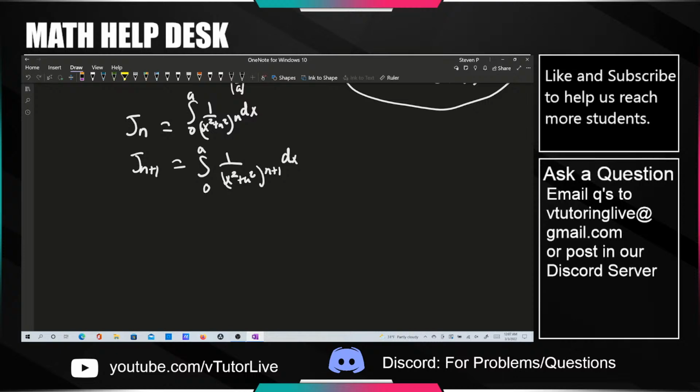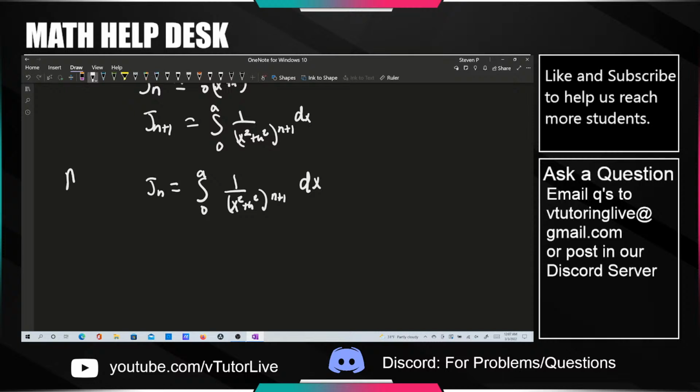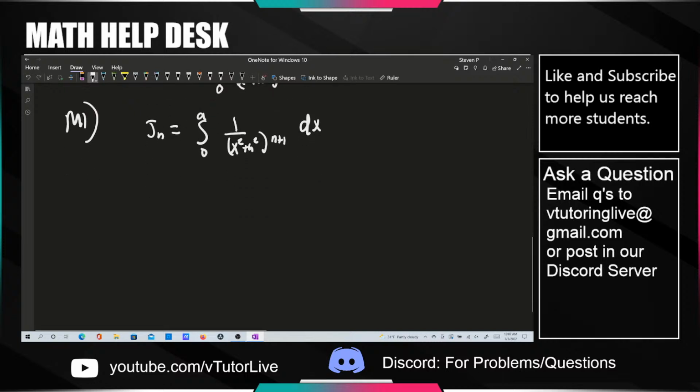Okay, so for one of them, I'm going to write that Jn is equal to the integral of 1 over x squared plus a squared to the n, dx. So let's call this method 1. The idea here is that you play around with it a little bit and you manage to get a Jn plus 1 to pop out if you start with integration by parts, right? I'm going to rewrite it using integration by parts, and you'll see how we get a Jn plus 1 to pop out of it, and then we isolate for Jn plus 1.